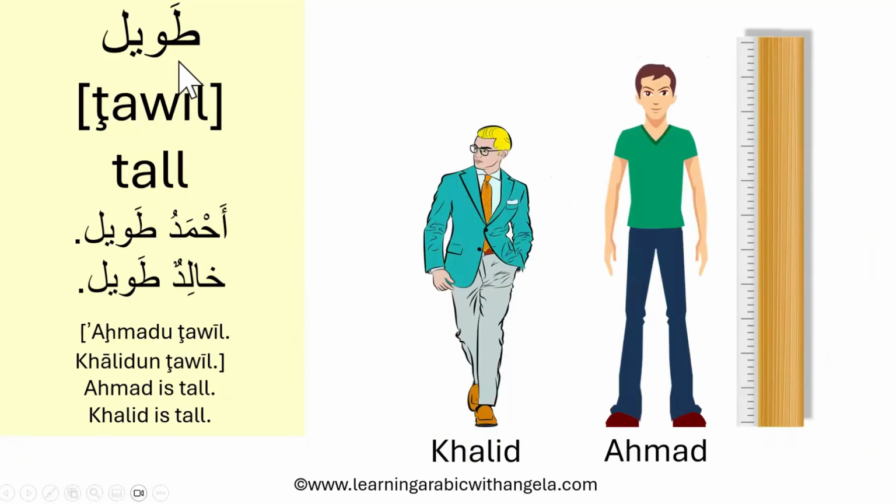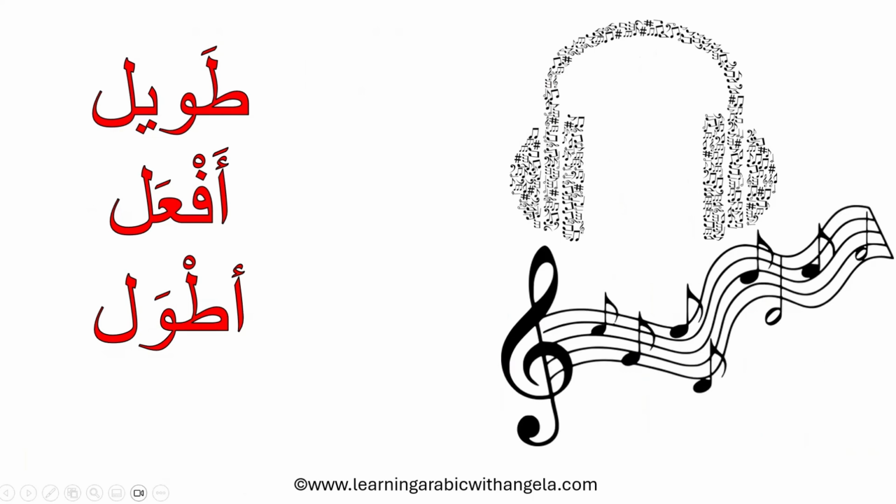If we look at this adjective, طويل, which means tall, and it comes from a three-letter verb, طال, to become tall, we can form these sentences, أحمد طويل أو خالد طويل. So Ahmad is tall, Khalid is tall. Now I want to compare them. I want to say someone is taller than the other.